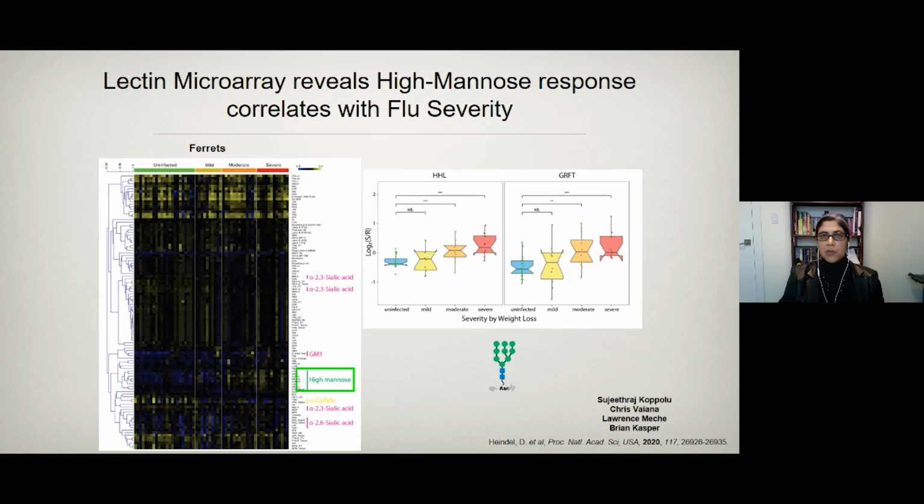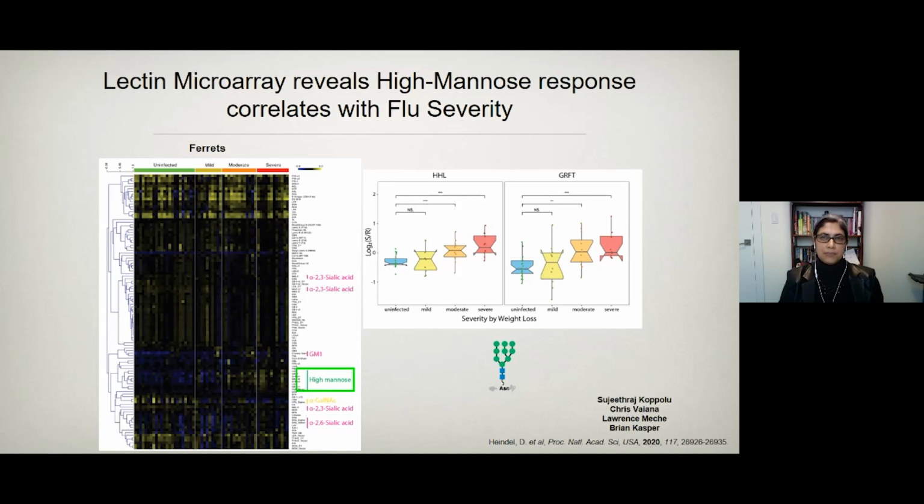You can see the box plots on the right-hand side of your screen that show the same thing. These are two different high mannose probes, HHL and Griffithsin, both of which show a very almost linear increase, going from mild to moderate to severe influenza in this ferret model.